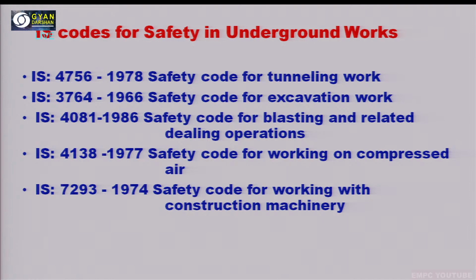First you see IS 456 1978. The first number is the number of the code, and the second is the year in which it was developed or revised. So IS 4756 1978 gives the safety code for tunneling work. Then IS 3764 1966, safety code for excavation work. So for different types of work, a different code is there to provide the guidelines for safe working conditions.